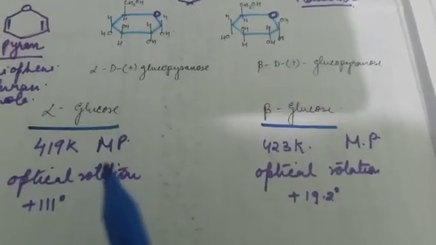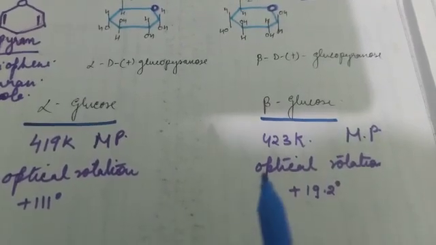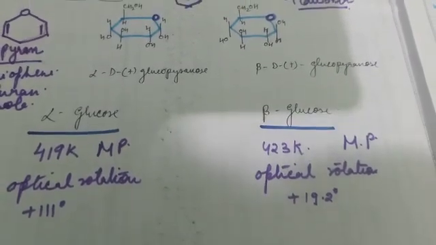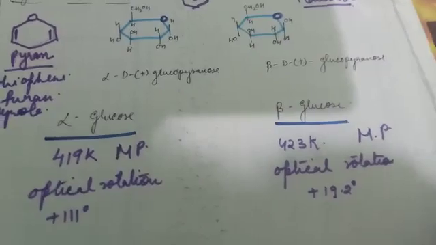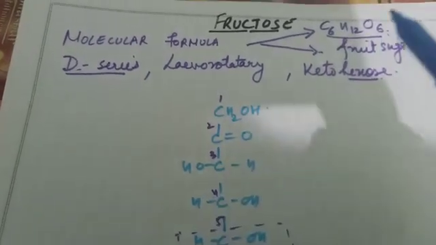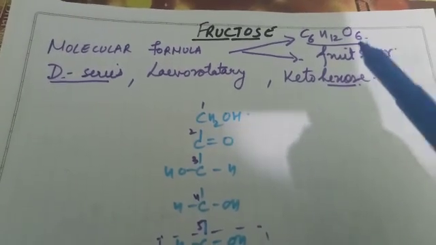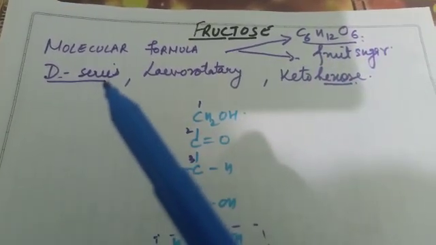Now let us see the difference between alpha and beta glucose. I had already written it and we have even studied it in the previous video. Now let's move to the new monosaccharide, that is fructose. It has the molecular formula exactly like glucose. It also belongs to the D series.